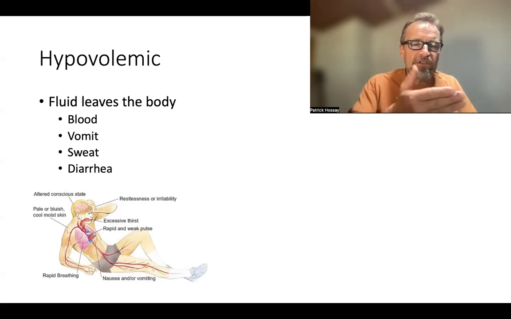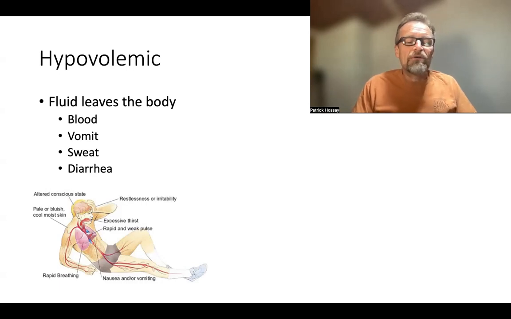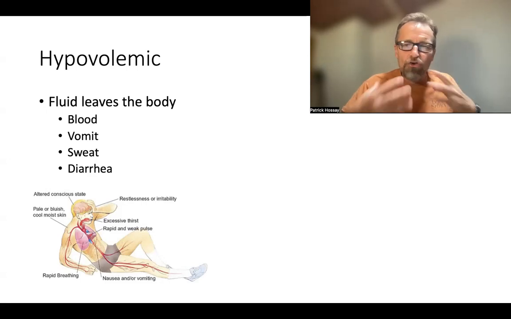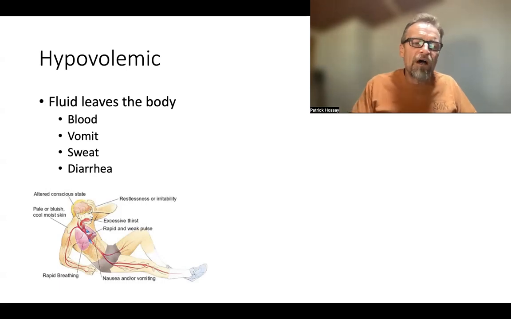Some of the characteristics are in this image here: restlessness, irritability, excessive thirst, rapid and weak pulse. Remember, you don't have enough fluid there, so your heart is pumping like crazy to make up for it, but you can't get a good pulse pressure because you don't have enough fluid. Nausea and vomiting, very common. Rapid breathing, also very common.